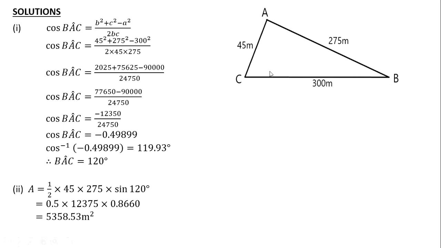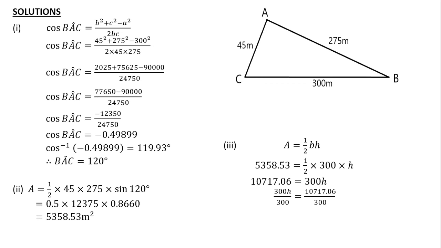So we are looking at that perpendicular height. Where there's A, we'll replace 5,358.53 square meters. And where there's the base, we'll replace 300. And so for H. So say A equal to half BH. 5,358.53 is equal to half times 300 times H. Cross multiply. Divide both sides by 300. Our h is equal to 35.72 meters. Therefore, the shortest distance was 35.72 meters.